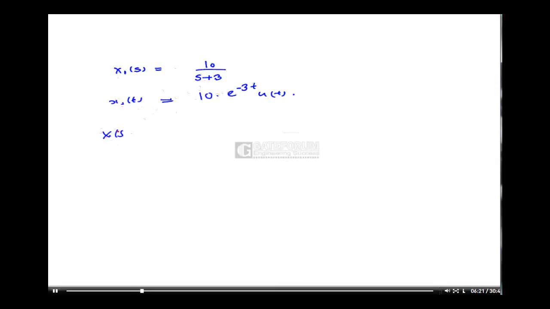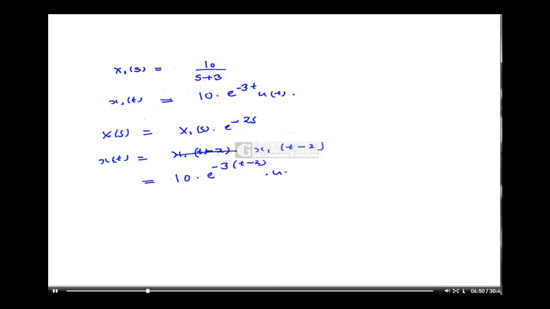Now X(s) is already X1(s) multiplied by e to the power minus 2s. So x(t) will be x1 of (t minus 2). Thus finally x(t) is 10 e to the power minus 3(t minus 2) u(t minus 2). This is the answer. This is the inverse Laplace transform of the given Laplace function.